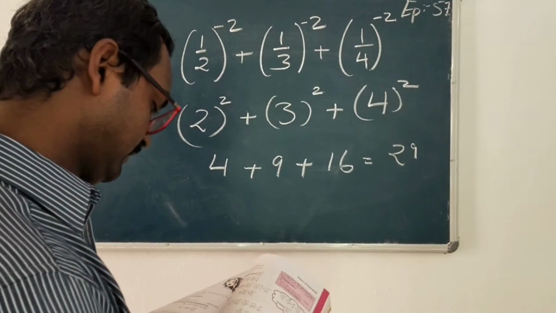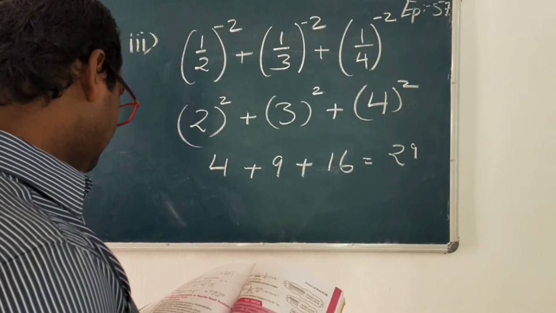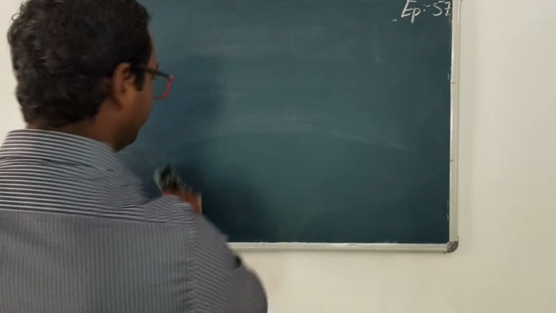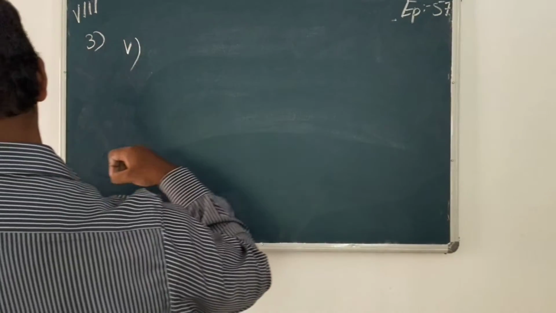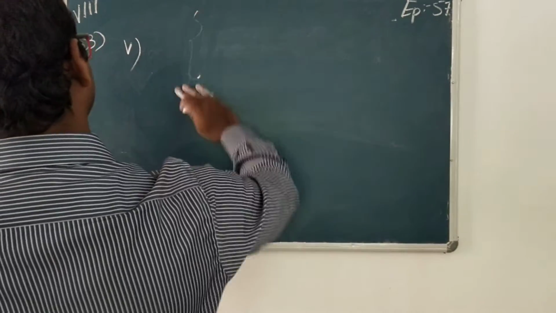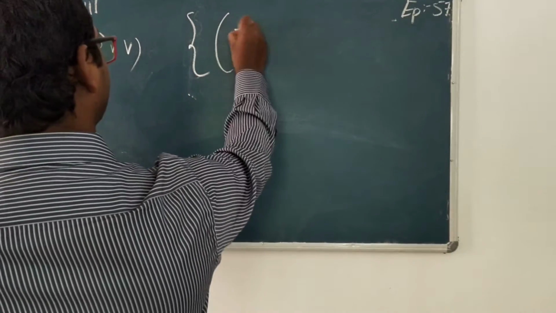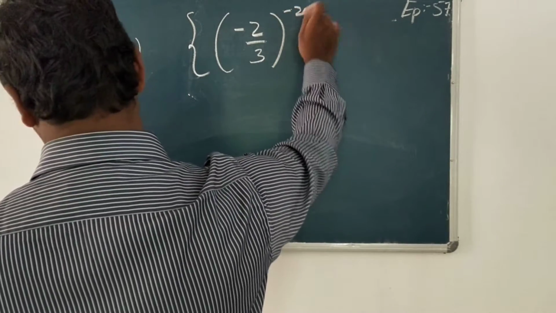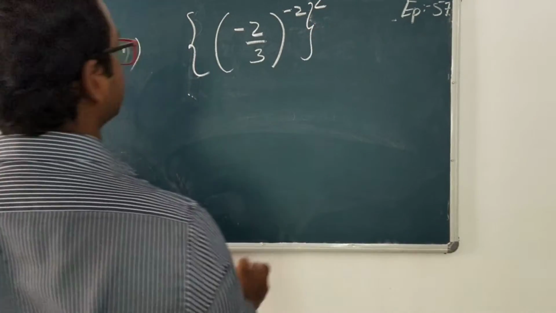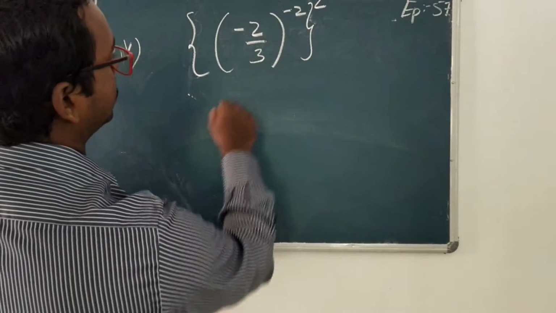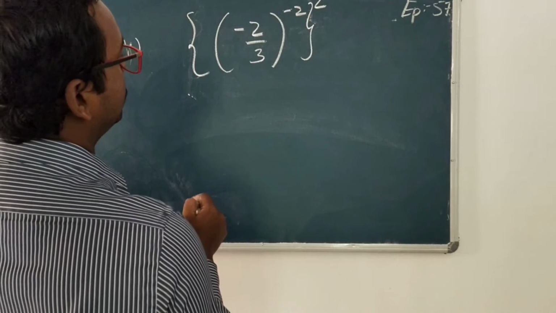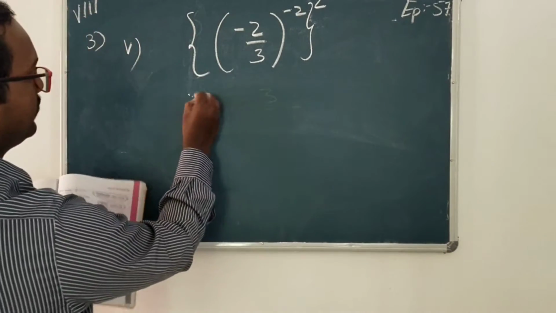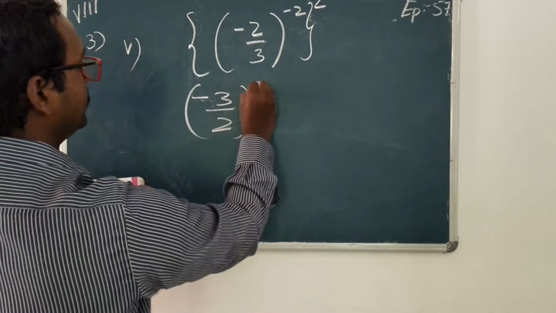This was very easy. Now look at the next question, which is bracket (-2/3) power (-2), the bracket is closed, and then power 2. So how to solve this one? First let's start with this bracket. (-2/3) power (-2) will give (-3/2), taking the reciprocal, and then power 2.